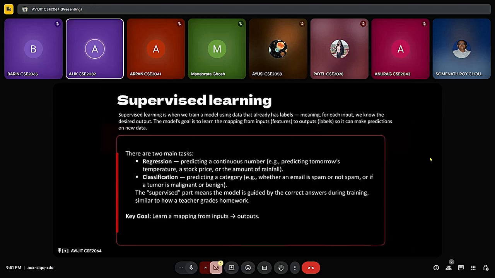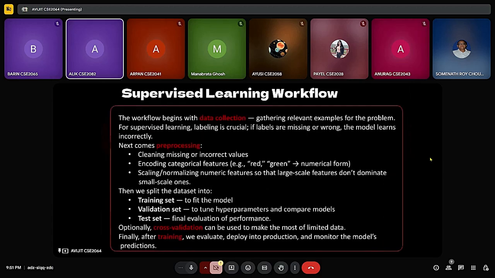The supervised part means the model is guided by the correct answers during training, similar to when a teacher grades homework. It will learn a mapping from inputs to outputs. So, the supervised learning workflow. The workflow begins with data collection, gathering relevant examples for the problem. For supervised learning, labeling is crucial. If labels are missing or wrong, the model learns incorrectly and the output will be wrong.